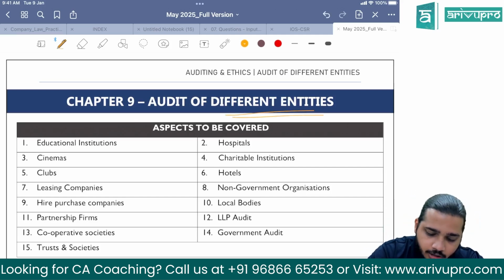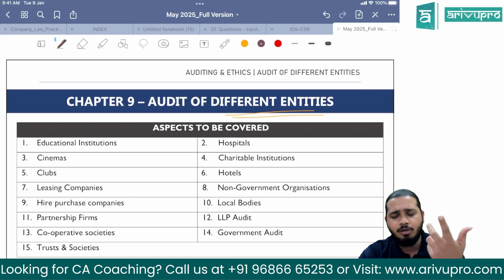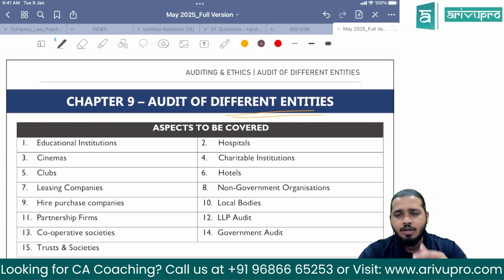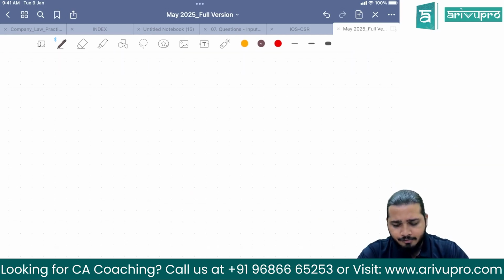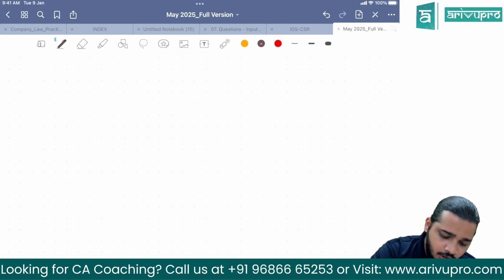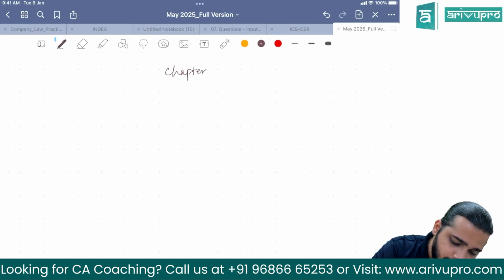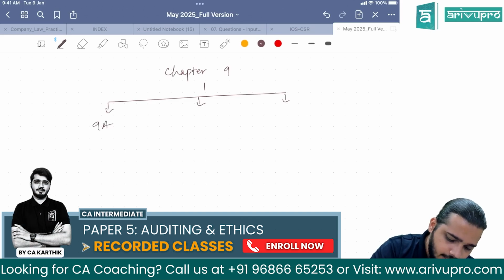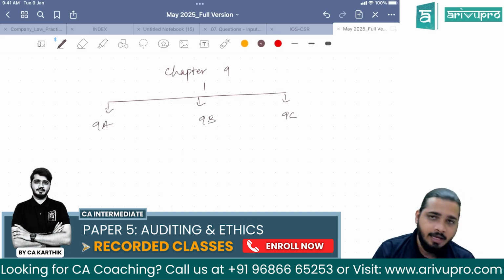In this particular chapter we'll be talking about hospitals, hotels, restaurants, right? So these types of topics, how do we study? The chapter is pretty big and we have good weightage for this chapter. So how do we study? The effective method would be, rather than studying this as one chapter, you divide chapter number 9 into 3 parts. One is 9A, 9B and 9C.